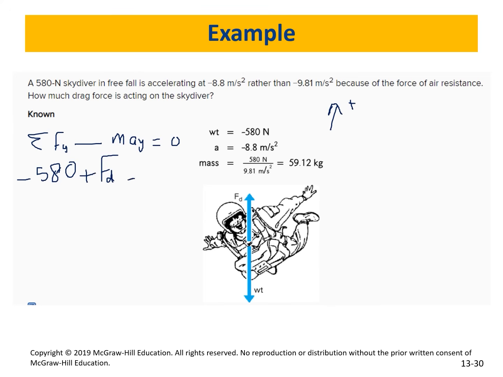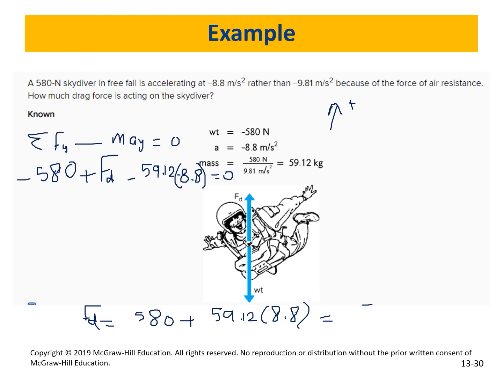Minus, how much is mass? That's the mass, which is the 580 divided by 9.81, because that's how you get the weight. You say that's 59.12, and you multiply it by minus 8.8. That's the acceleration in the y-axis because of the resistance. And you say that this is minus because it's going down, correct? Equals 0. So you can move all the negative to the other side and keep F drag on the one side. So the F drag here equals 580 minus 59.12 multiplied by 8.8. Does that check? And you will get 59.7 newtons.